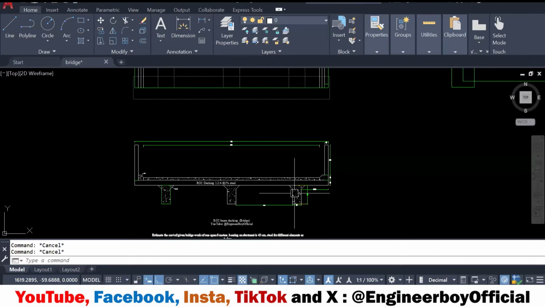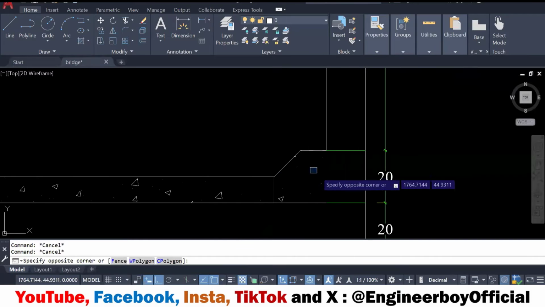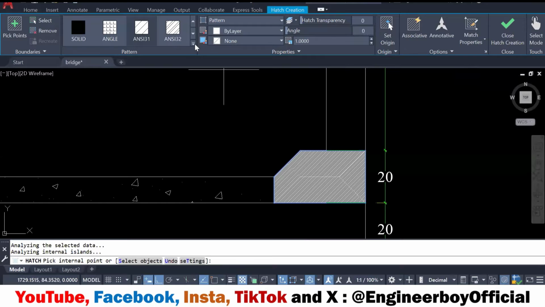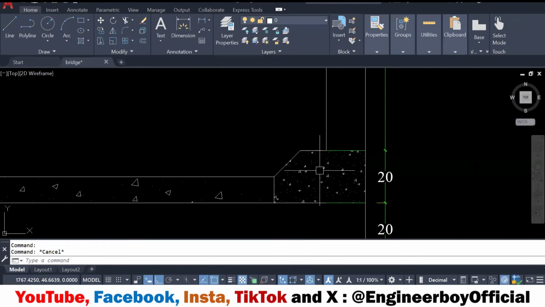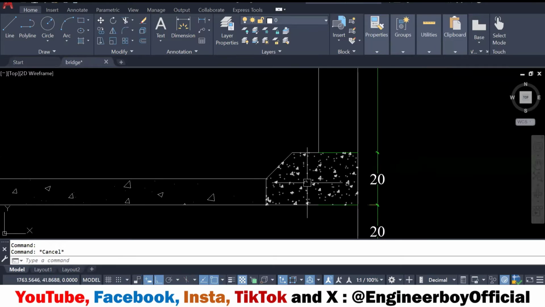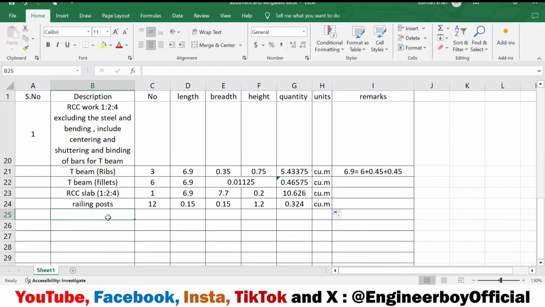Another thing is this, the curbstone. Let me hatch it so you can see it better. This area, which is concrete, we will take its cross-sectional area and then multiply it with the length. And the length should be the same as the T-beam's length.